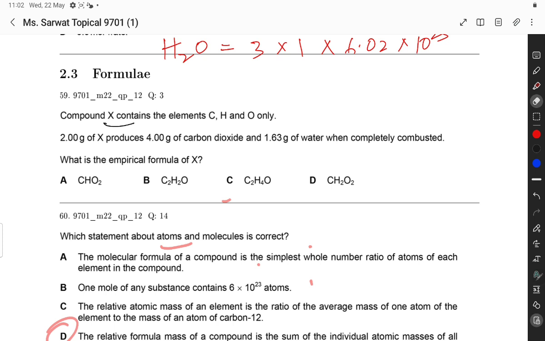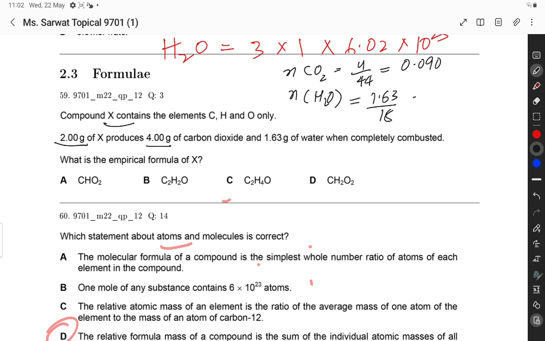So we calculate this question like this. We know that 2 gram of X produces 4 gram of carbon dioxide. So we calculate the number of moles of carbon dioxide: 4 over 44 is equal to 0.090. Similarly, moles of water is equal to 1.63 divided by 18, which is equal to 0.090.